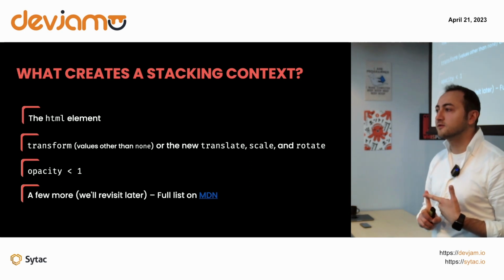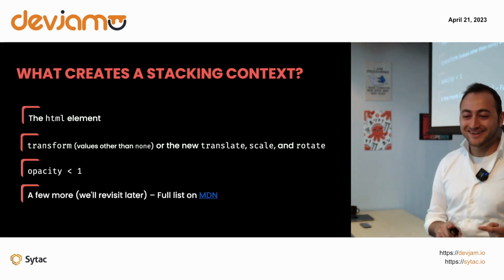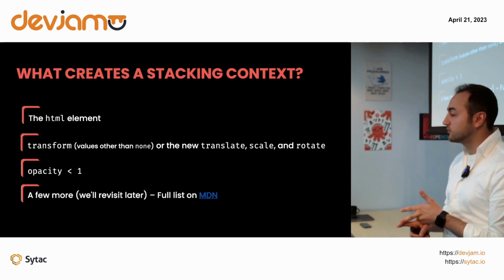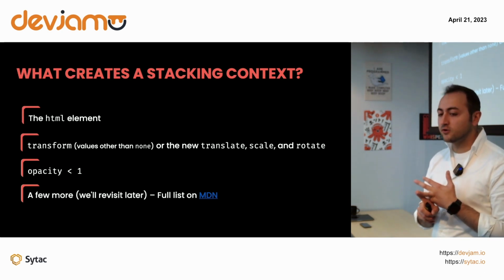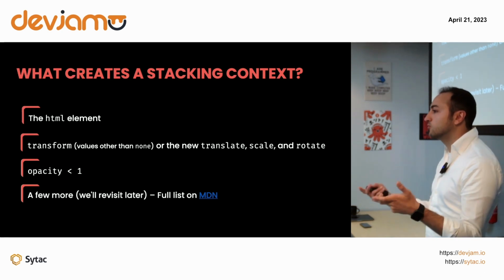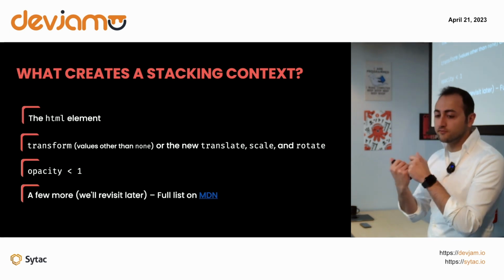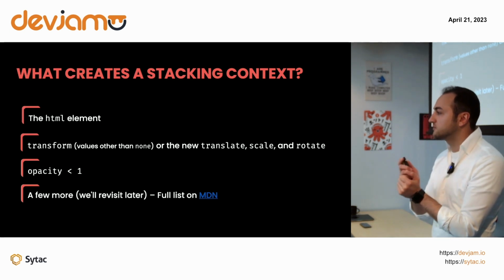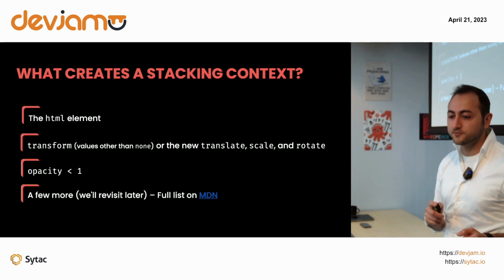No? Or rotate? Probably. Maybe, yeah, okay. Opacity less than 1, we've seen it. And there's quite a lot more. I'm gonna show you some more common ones later in the talk. There's also a full list on MDN. We will revisit the full list towards the end of the talk.